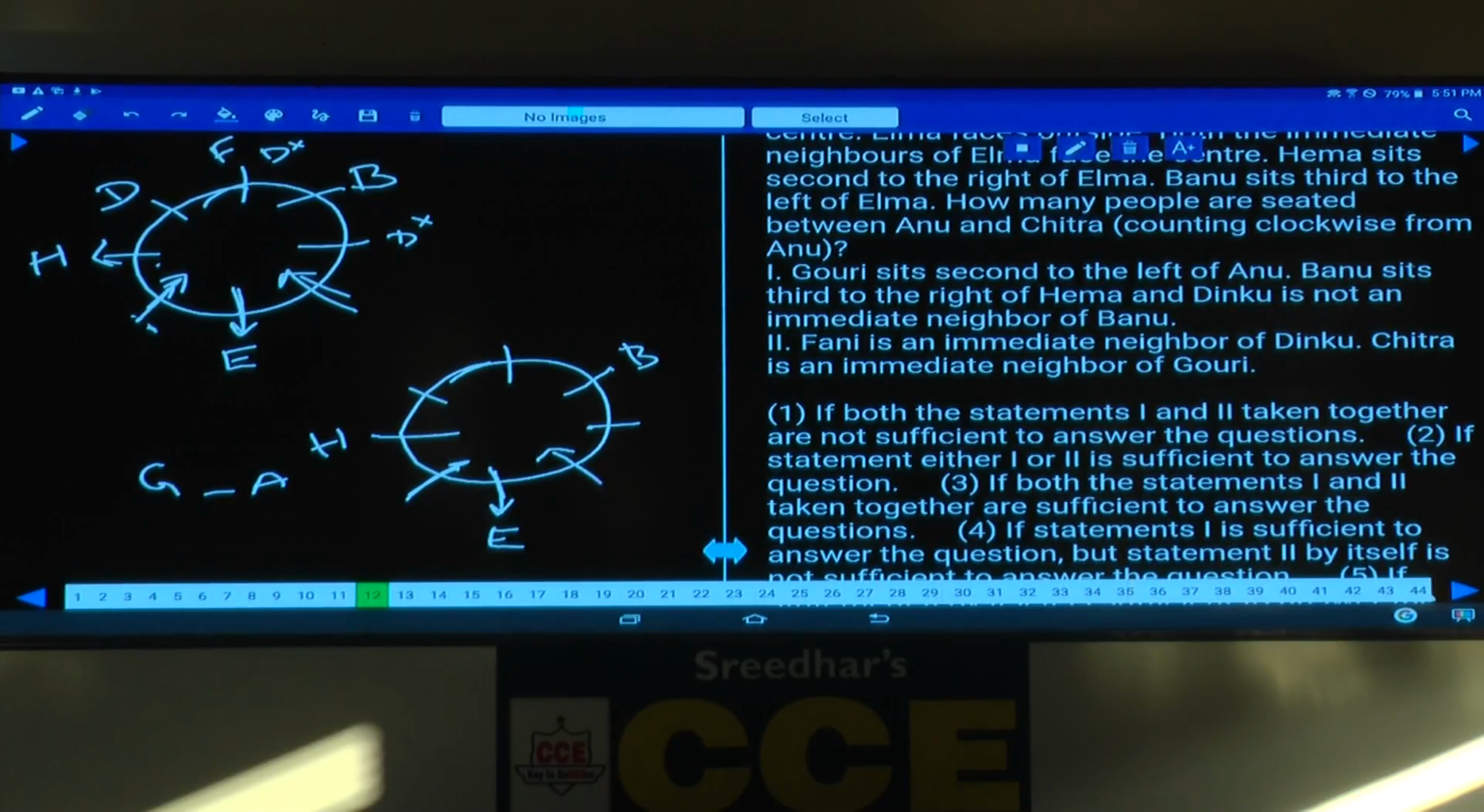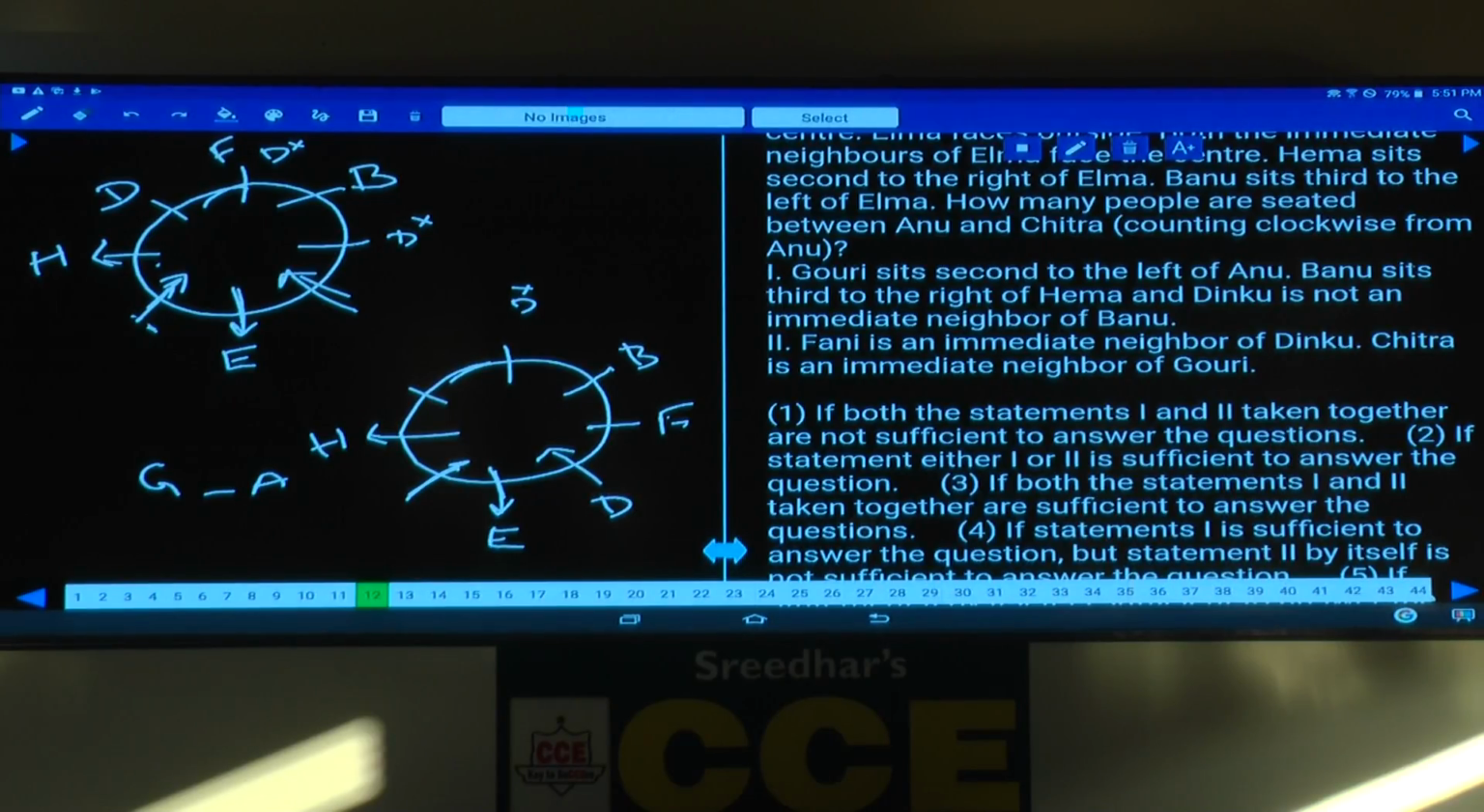B sits third to the right of H, and H must be away from the center. D cannot be in these two places. Now we have discussed the possibilities for D and F. Here again, if D is here, then F will be here. Are you getting the answer or not? As of now, we can fix these persons: H, D, F, B, and E are fixed.